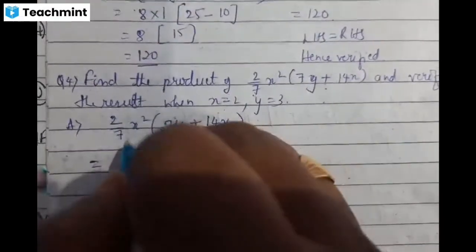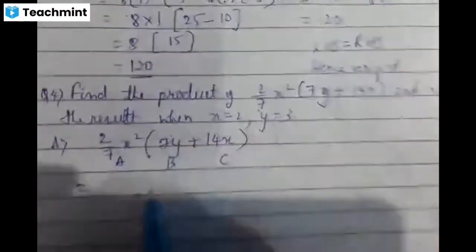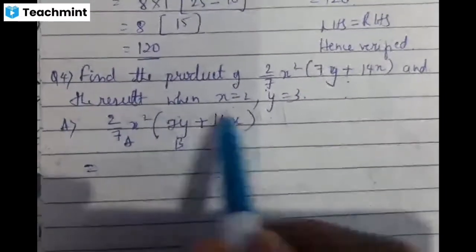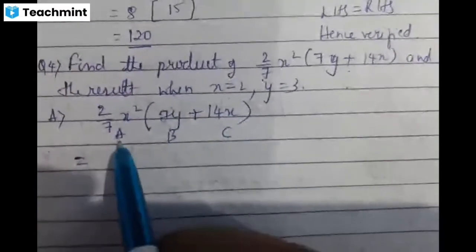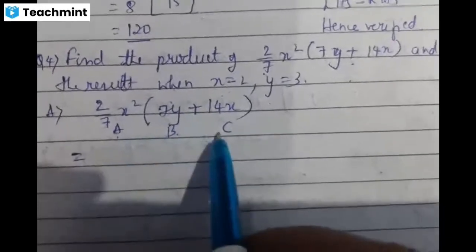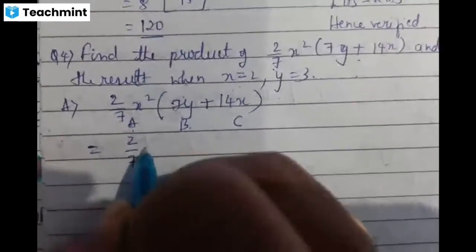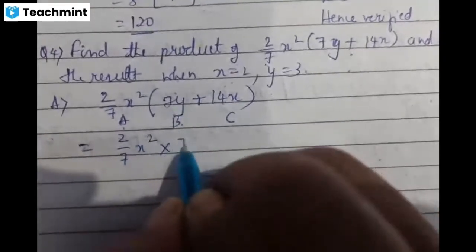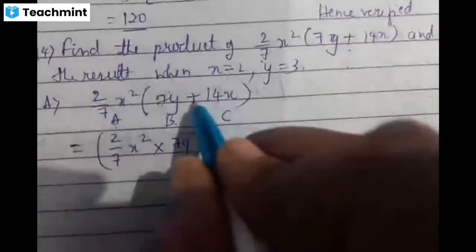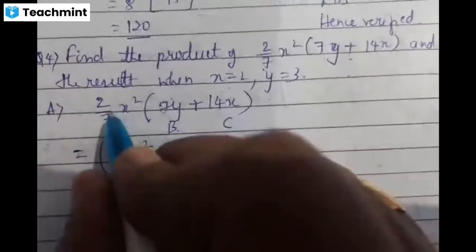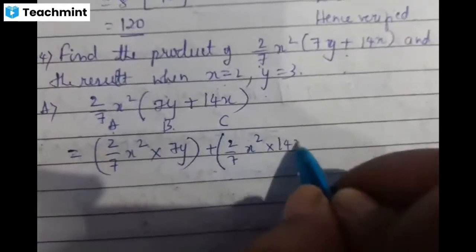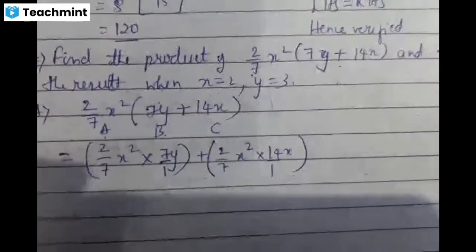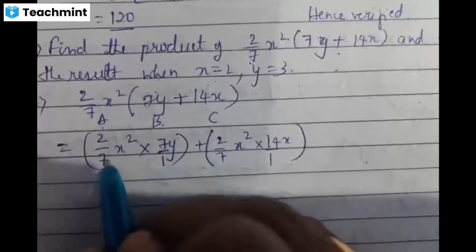Again here, children, consider this as A, B and C. So how do we multiply monomial and a binomial? We will convert this binomial to monomial by multiplying A into B plus A into C. So first write A, 2/7 x² into B, which is 7y. Put it in a bracket. You have plus sign here. And then A into C, 2/7 x² into 14x. Here you write denominator as 1, children.